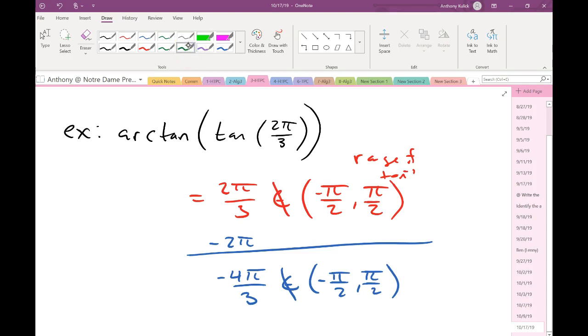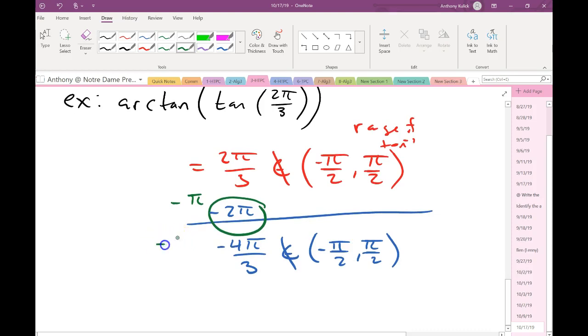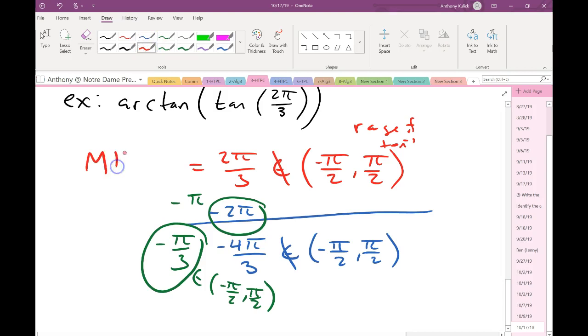Well, special, only for tangent. What's the fundamental period for tangent? Pi, right? Not 2 pi? So, what if we only subtract pi? And that is inside of where we're looking for. That was kind of cheaty, because that only works for tangents.